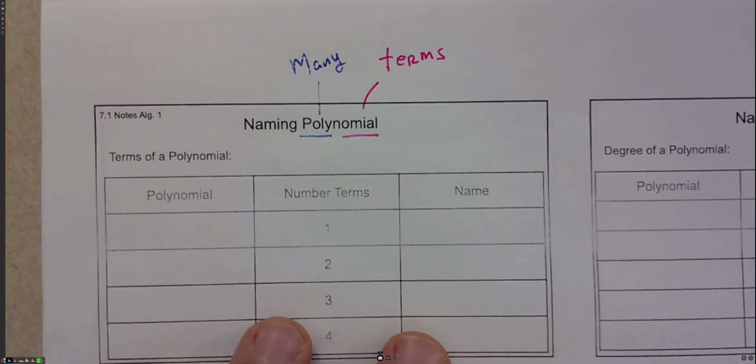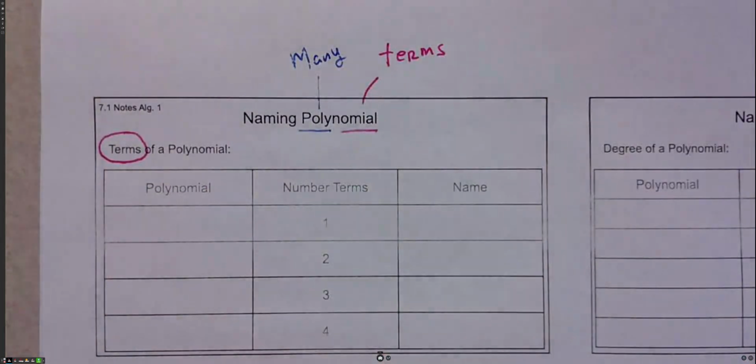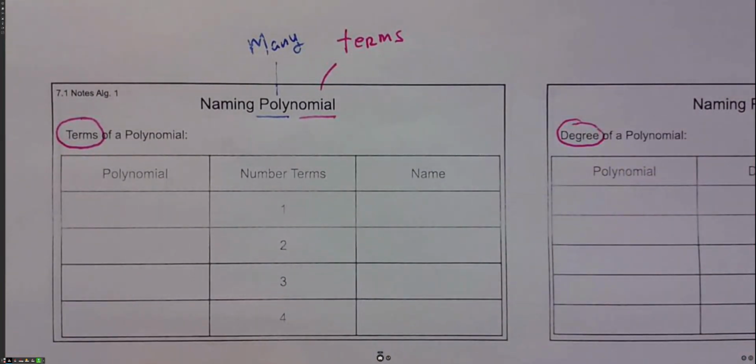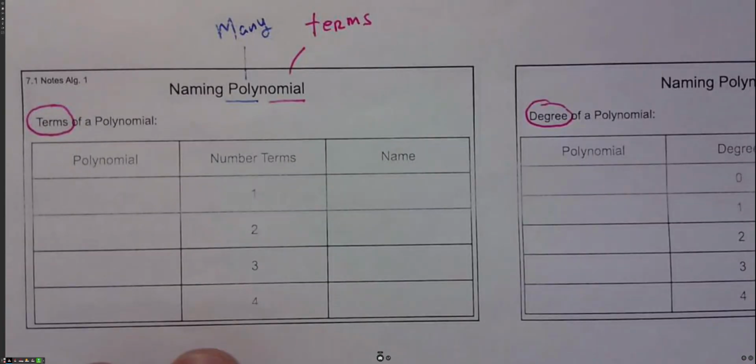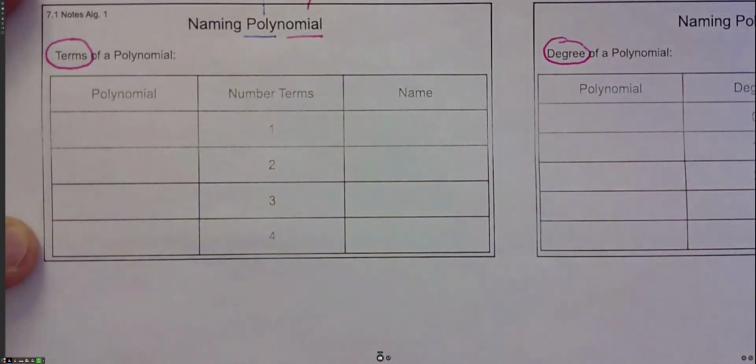We're going to be naming these two different ways. We're going to be naming them based on their terms, so we want to circle that word, and the degrees. We want to make sure that we distinguish between the two, because sometimes people get confused on which one's which. So terms means how many different parts there are.